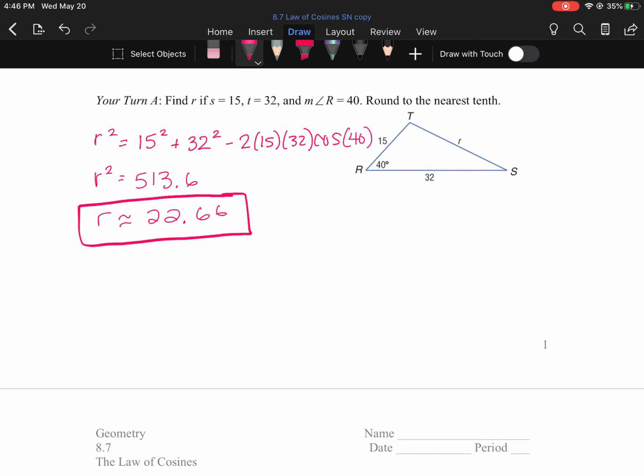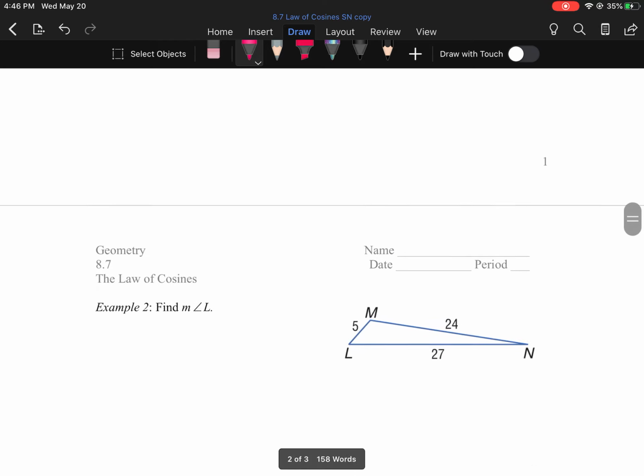All right, so you can see I skipped a couple of the steps in simplifying, but you end up getting r squared is equal to 513.6, and then square root that, you get 22.66. All right, let's keep moving along, because again, this is sort of a longer lesson.